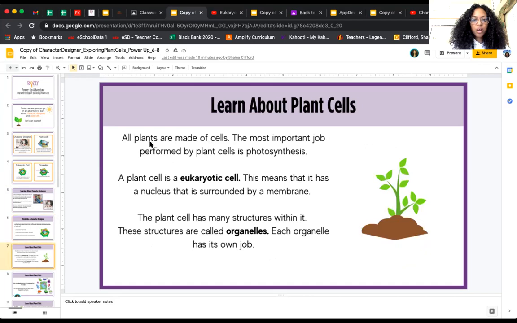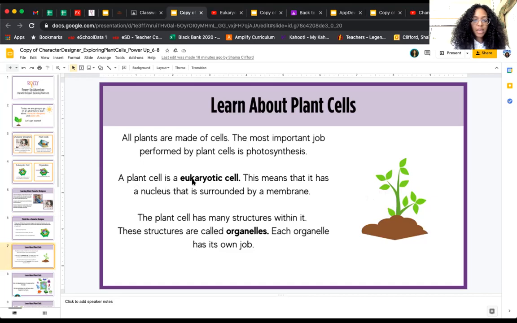So first, all plants are made of cells. That makes sense. The most important job performed by plant cells is photosynthesis. That's the chemical reaction that happens when plants use water and sunlight and the carbon dioxide that we breathe out to change it into oxygen and sugar for their plant systems or bodies to eat.